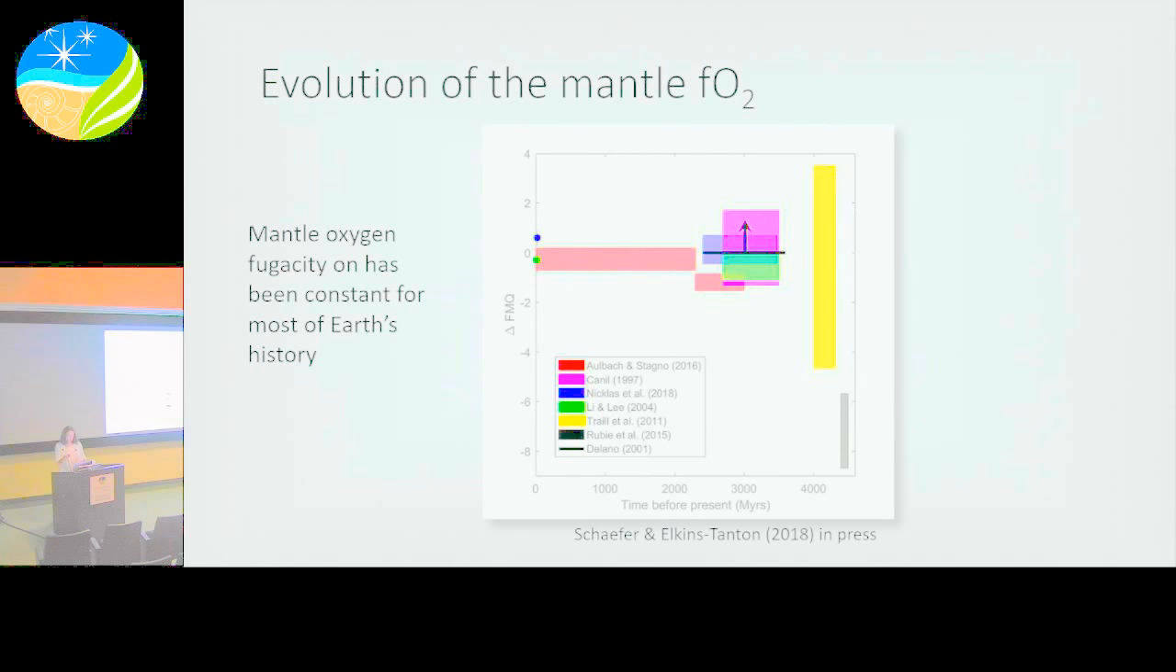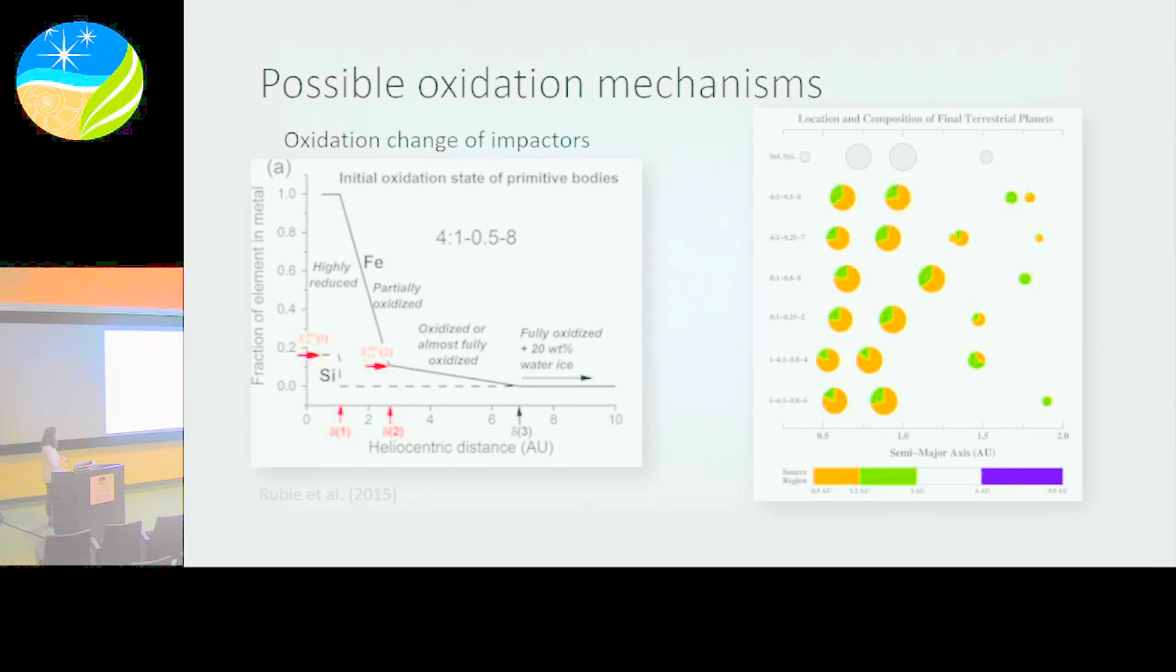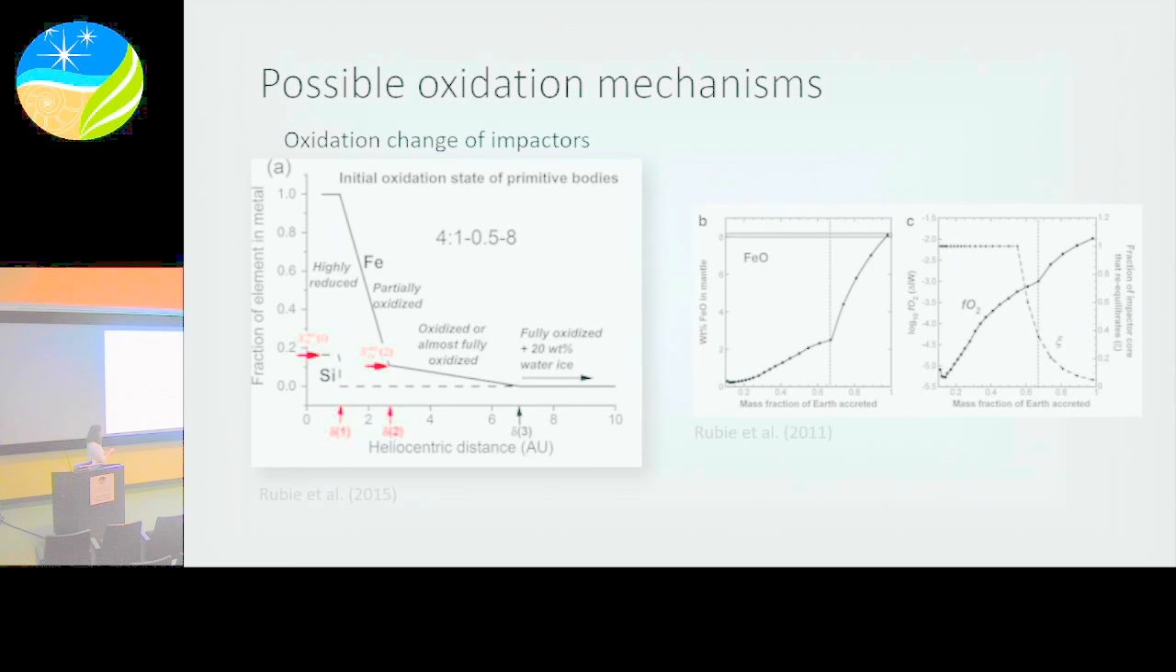So let's go back and look at those models again. This is again from Dave Rubie. And here's the composition of the mantle that's evolving with time. You can see the iron oxide abundance is growing, and we're assuming that all of the iron in the silicate here is in FeO, so in 2+. And the oxygen fugacity is shown here, and that's set really by the ratio of the amount of metal to the amount of FeO in the silicates. So it starts out at iron-wüstite -5 and then climbs up to iron-wüstite -2 by the time the Earth has finished accreting.